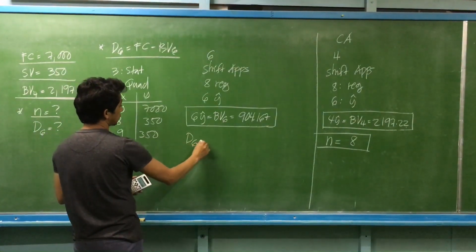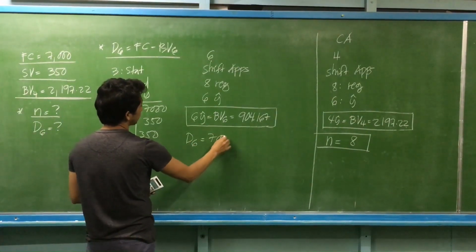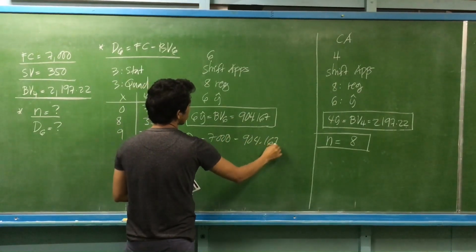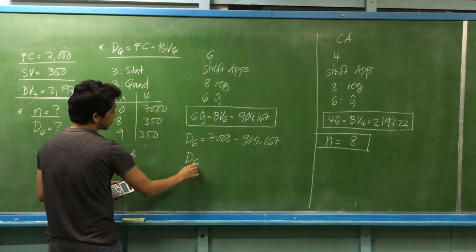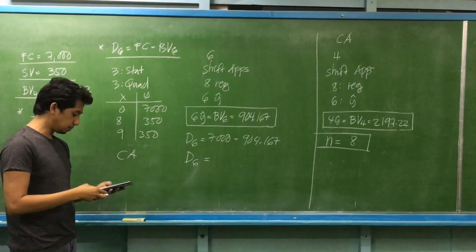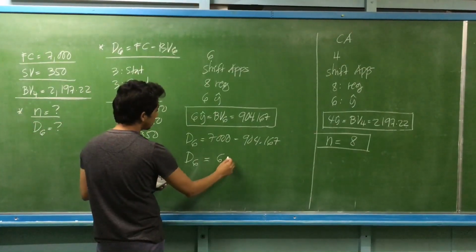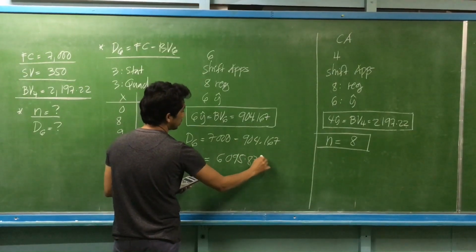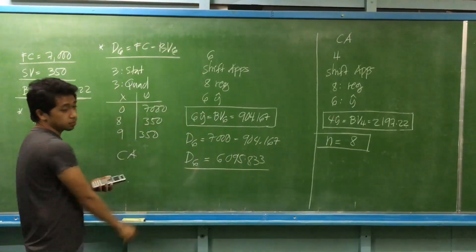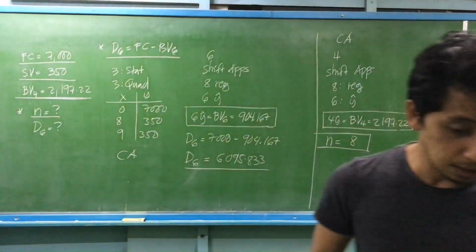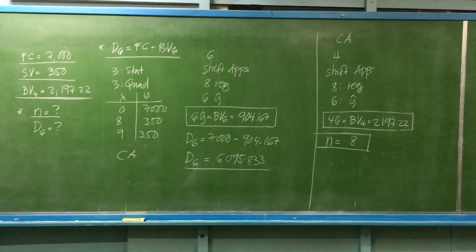So paano natin kukunin yung total depreciation after 6 years? Yun yung ating D sub 6 equal to first cost, we have 7,000 minus 904.167. So ano yung ating D sub 6? Yung sagot natin sa second question is equal to 6,095.833. So choices, 6,095.833 is letter A for the second question.